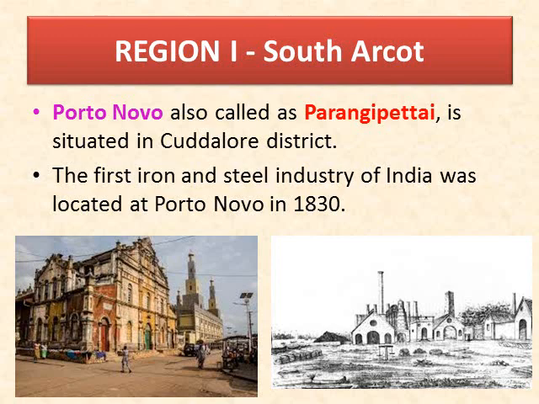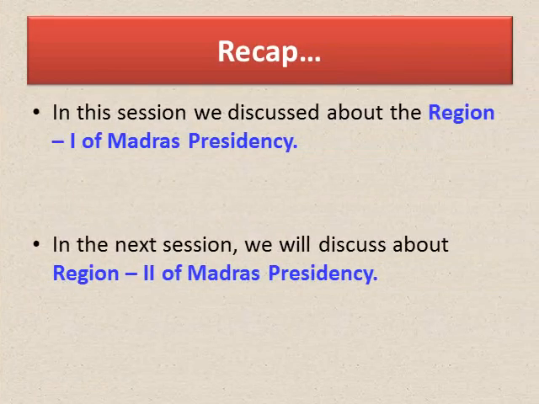The first iron and steel industry of India was located at Porto Novo, and it was built in the year 1830. Dear children, even today the iron pillars at Egmore railway station in Chennai, Tamil Nadu have the imprint made in Porto Novo. You can find the print that it is made in Porto Novo.